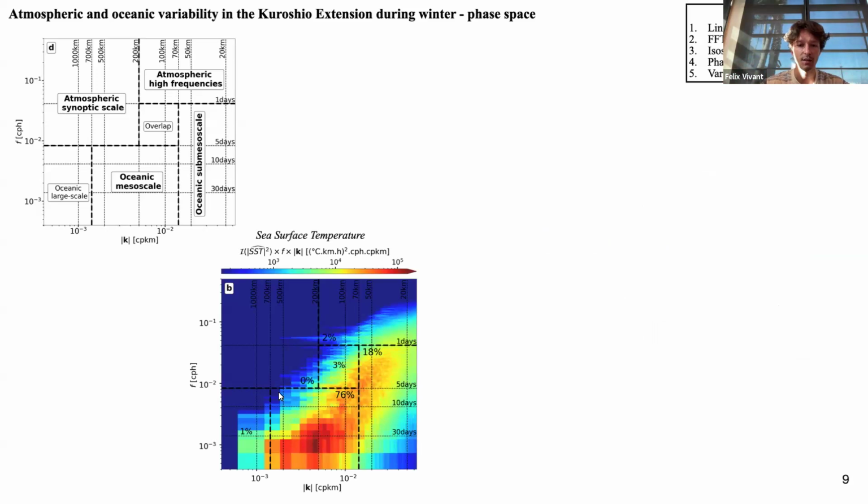So we computed that by just integrating the variance within a given subset and then dividing by the total variance within the entire phase space. And so as you can see, the SST in our simulation is mostly driven by the mesoscale and, to a lesser extent, by the submesoscale.